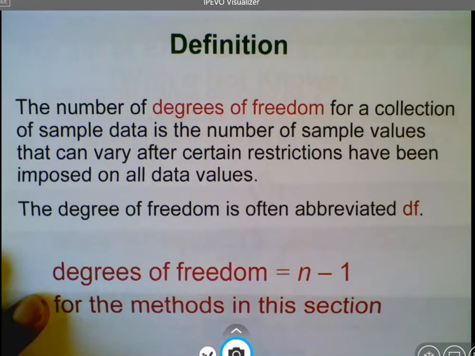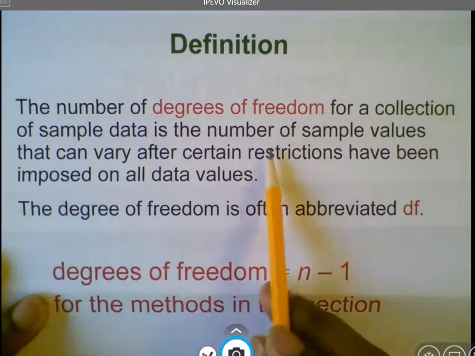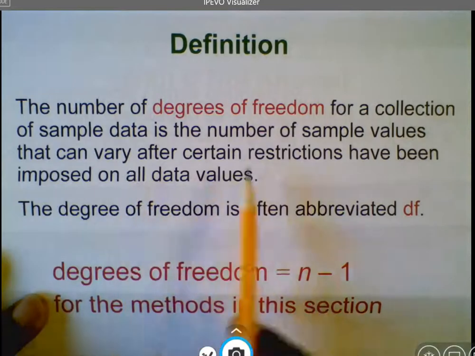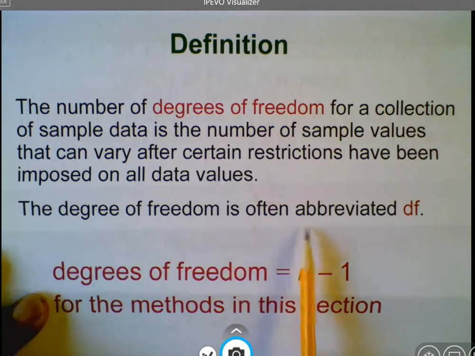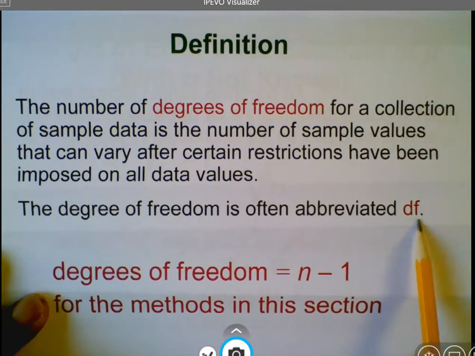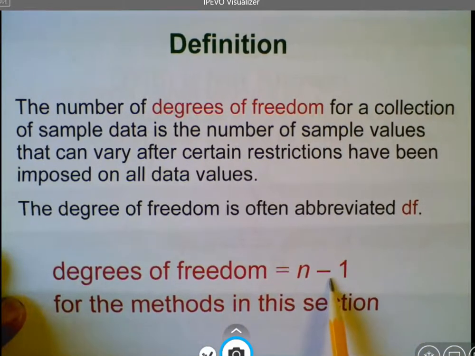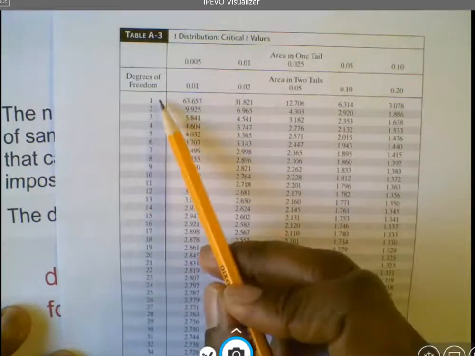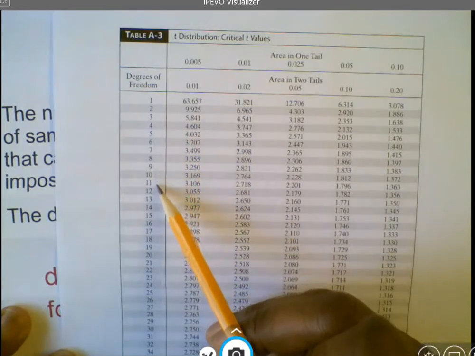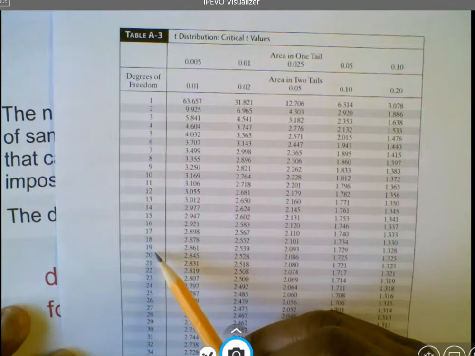And our last definition is degrees of freedom. The number of degrees of freedom for a collection of sample data is the number of sample values that can vary after certain restrictions have been imposed on all the data. The degree of freedom is often abbreviated DF and is calculated by n, the sample size, take away 1. On the t-table, you have a section called degrees of freedom, and this is where all the numbers are. If the number that we have for our degrees of freedom doesn't fall on one of these numbers, we round to its closest value, upwards or downwards.